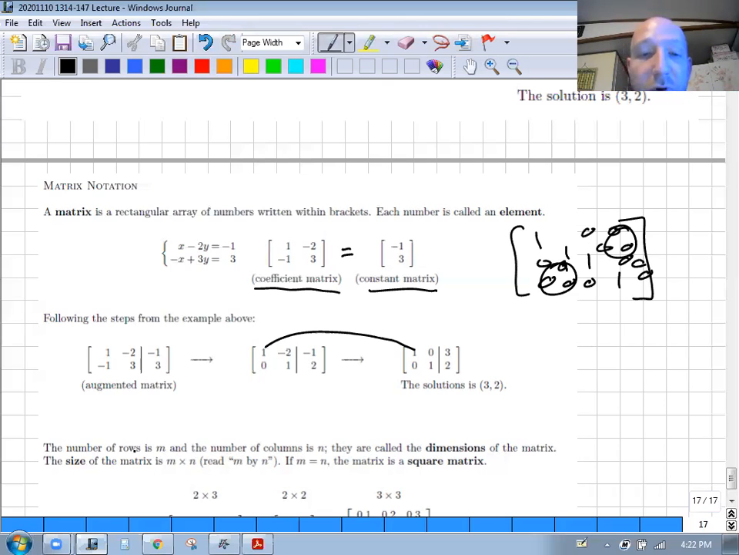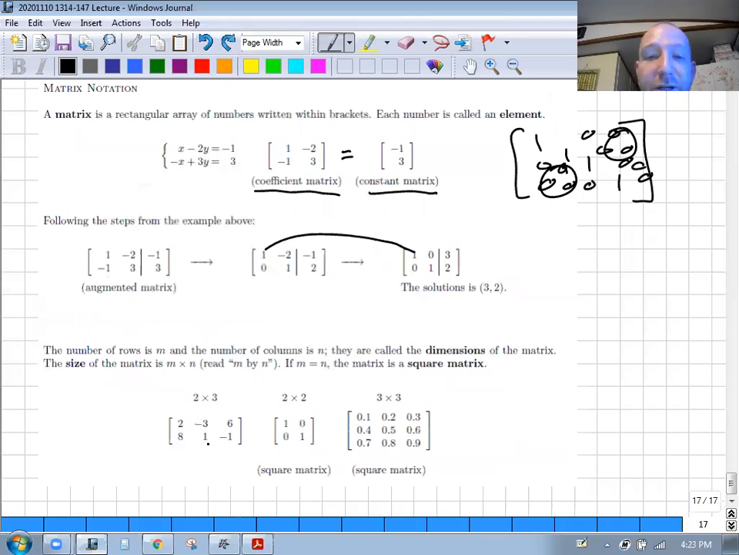All right, so the number of rows is m and the number of columns is n. So this is a column, that's a column, this is a column. These are rows. So when they say an m by n matrix, they're talking about columns by rows. And when m is equal to n, the matrix is a square matrix. We like working with square matrices.